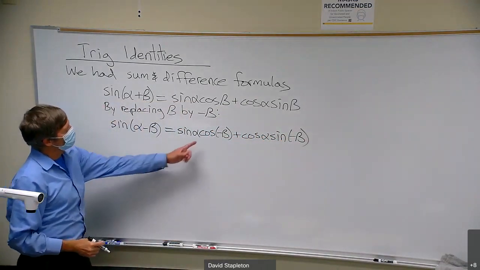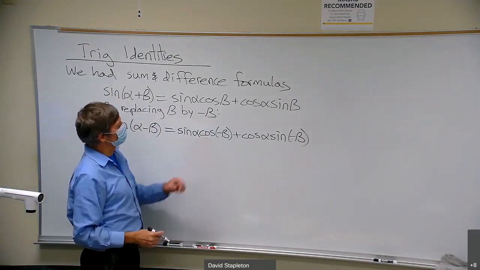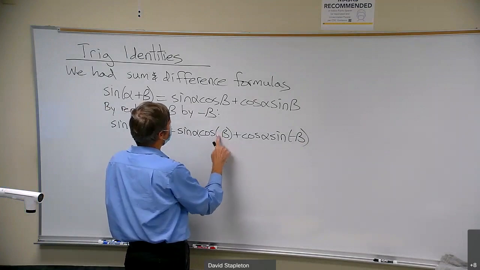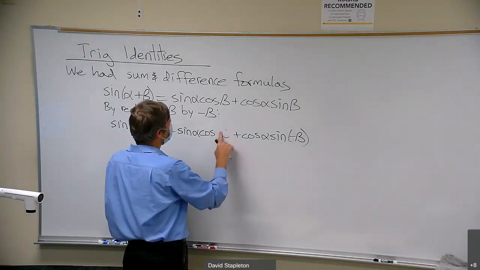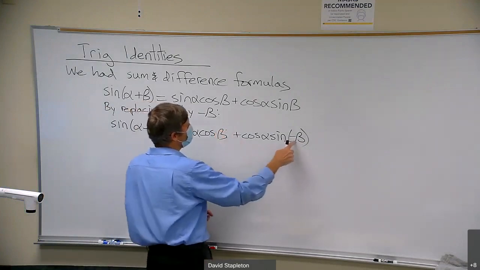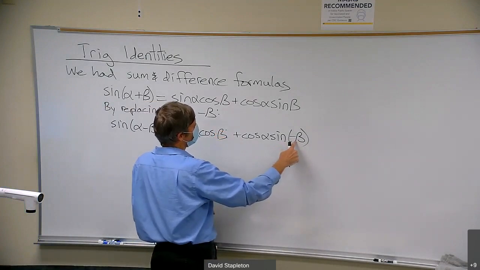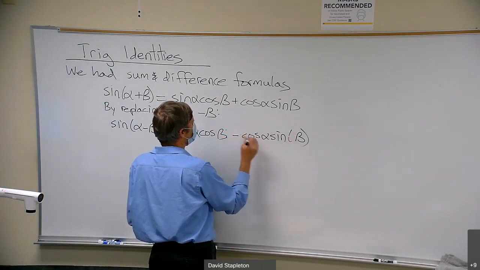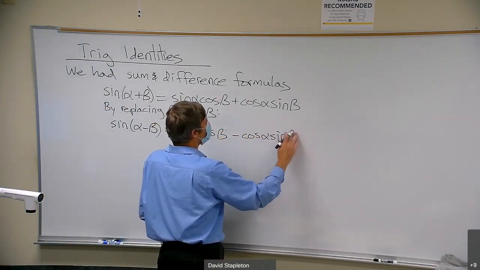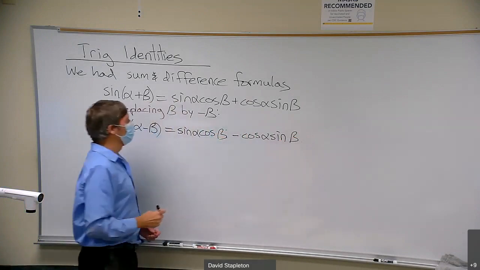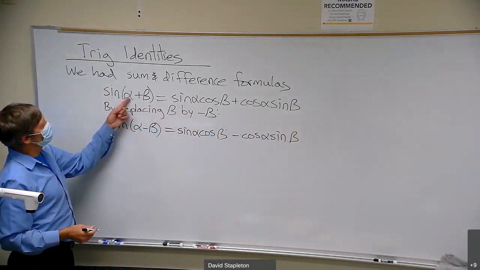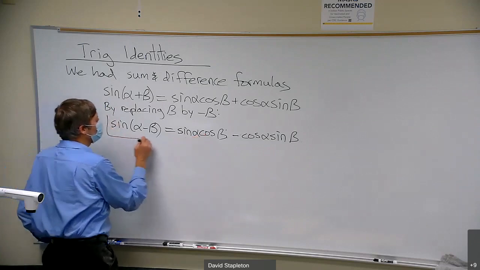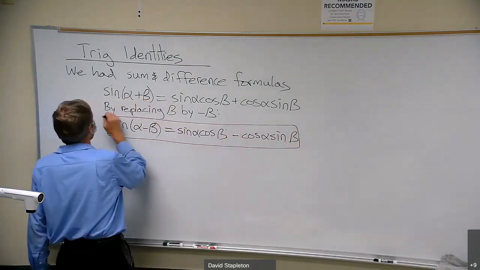But now cosine of minus beta, cosine's an even function, right? So if cosine's even, I can just take the minus away. Call it cosine beta. Sine of an angle is odd. Sine is odd, so the minus comes out. I can put it over here. Now what I've done by putting beta equals minus beta in here and using the even and odd properties of cosine and sine, I've got a difference identity for sine.